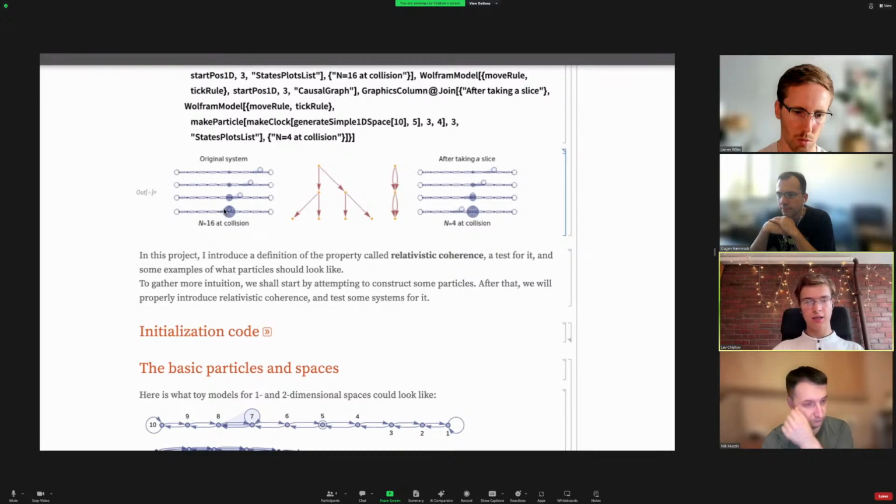He looks at it through the prism of multi-way systems, and I look at it in a deterministic fashion, and I look into what has to be true in order for special relativity to hold always.